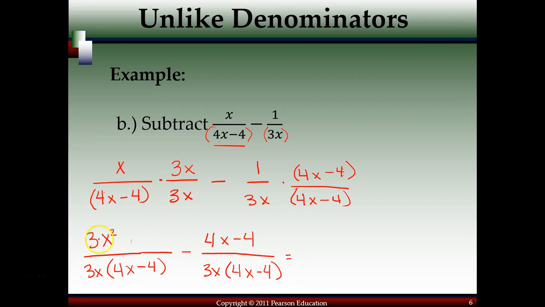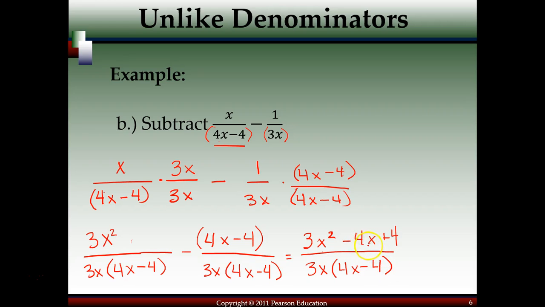Now combine together the numerators, so 3x squared minus 4x minus 4. Remember, we're going to distribute that negative across. So we're going to get 3x squared minus 4x plus 4, and the denominator stays the same.